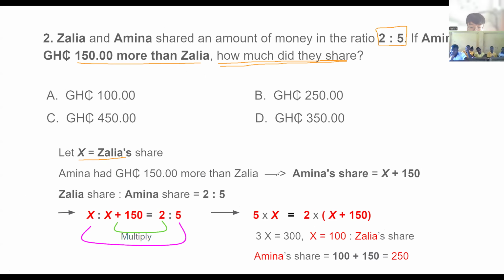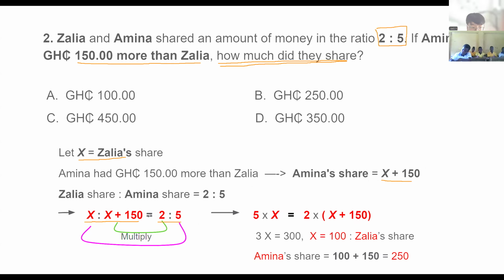So what is Amina's money? Amina's money is X plus 150, because Amina had 150 more than Zalia, right? X plus 150 is Amina. And then we know the ratio between Zalia and Amina is 2 to 5. So we set up the ratio: X to X plus 150 is equal to 2 to 5.